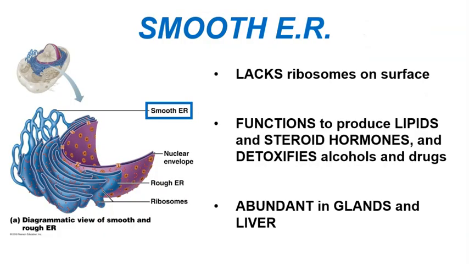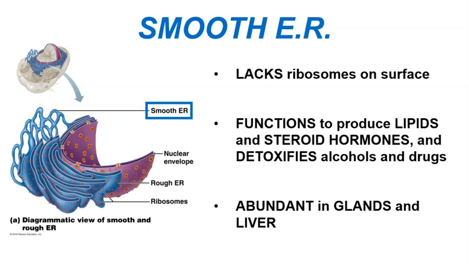So next we have the smooth endoplasmic reticulum, which has no role in the synthesis of proteins, but it does function to produce things like lipids, phospholipids, as well as steroid hormones, which are, as we've discussed in previous segments, lipid-based because they're based off of the cholesterol molecule. The smooth endoplasmic reticulum also functions to detoxify alcohols as well as drugs.